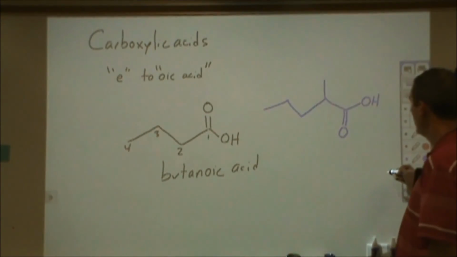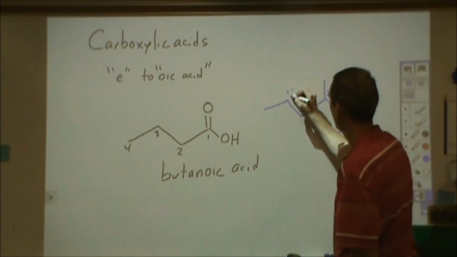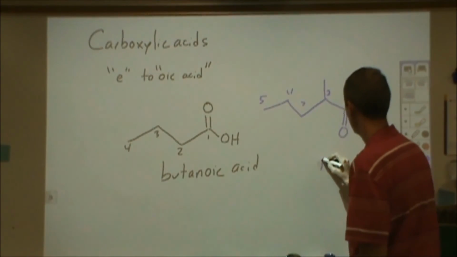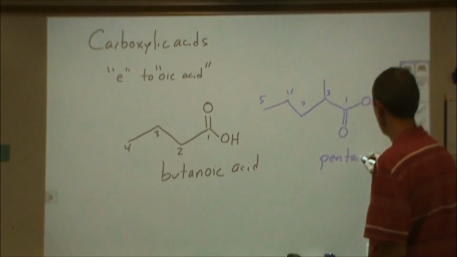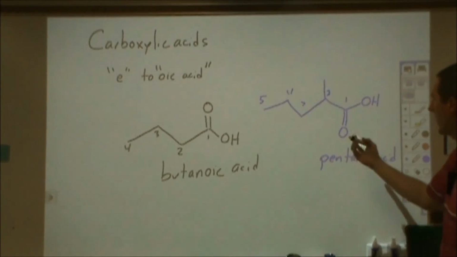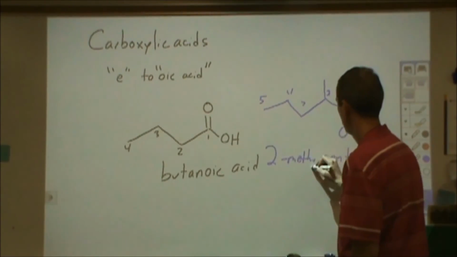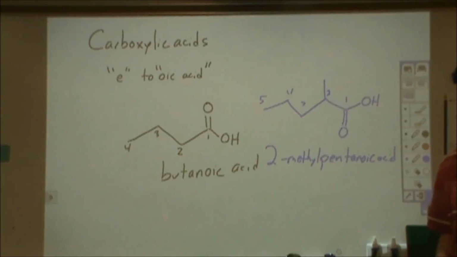And then this one over here, we have our first carbon, second, third, fourth, and fifth. So we're looking at pentanoic acid as our base. And the pentanoic acid has a methyl group on the second carbon, so this would be 2-methylpentanoic acid.